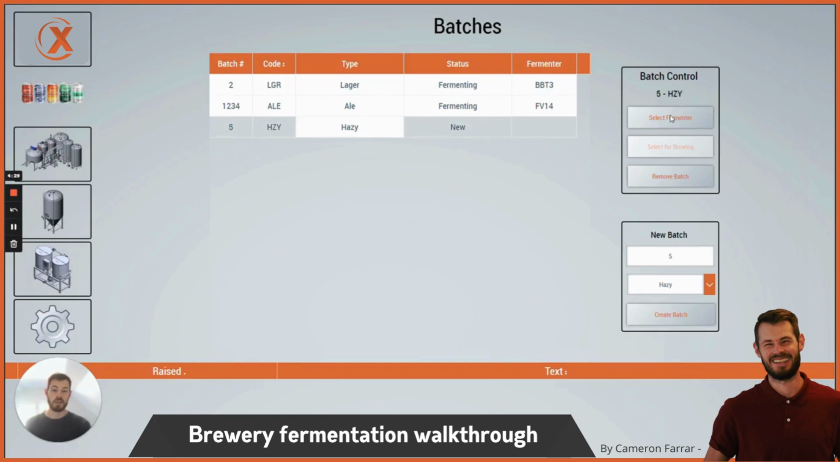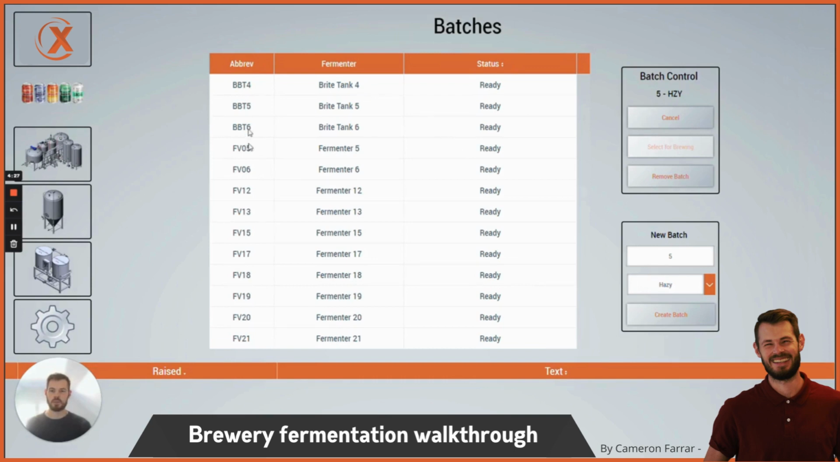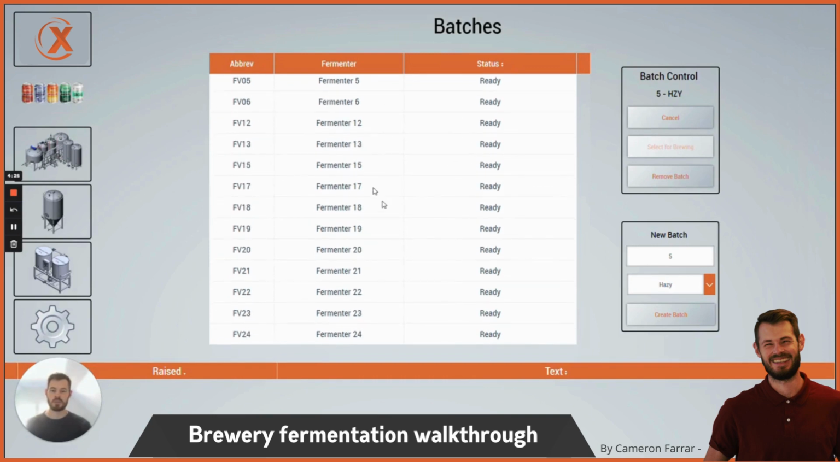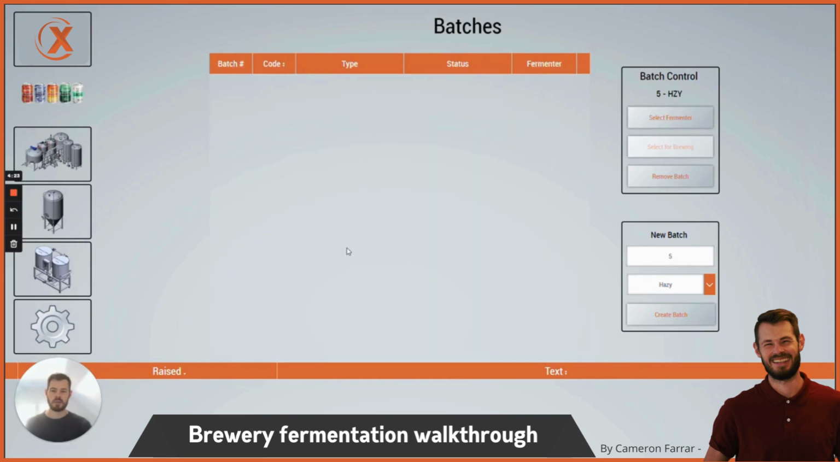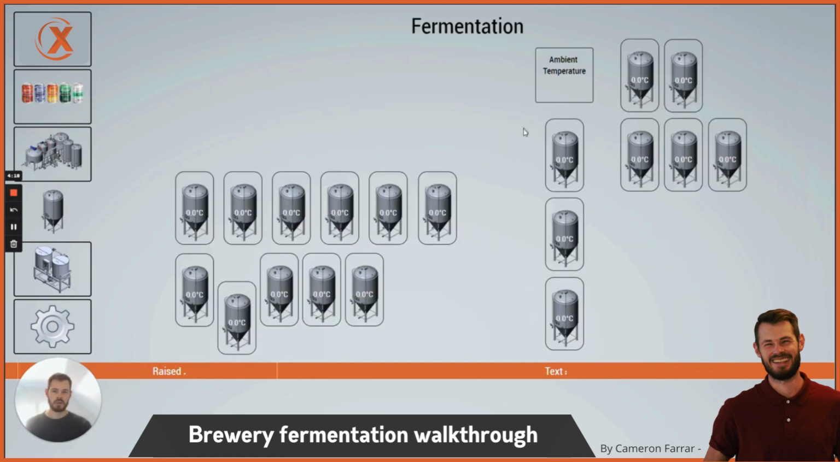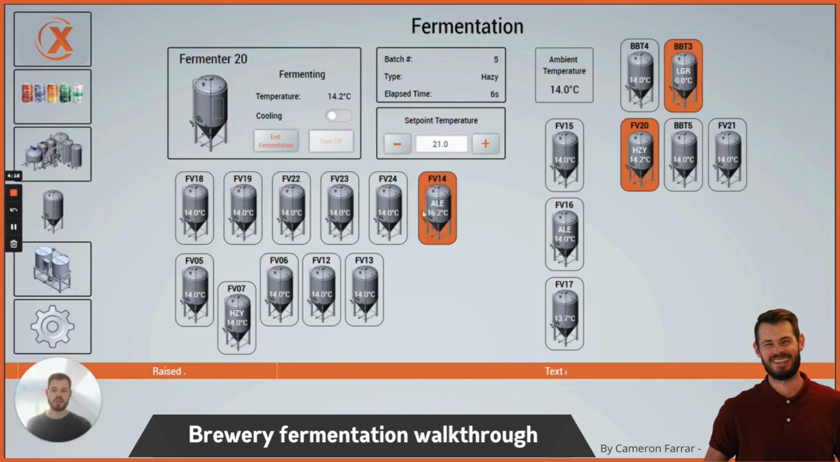We'll go ahead and select a fermenter. So this is a list of all the fermenters that we can choose which are available. Let's go with 20 today. Then if we double click on this, it takes us to the fermentation page. Here's fermenter 20, which you can see has a set point temperature that came from the recipe that was selected, which was hazy. We can adjust that as it goes.